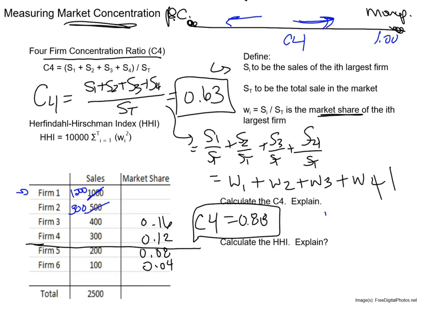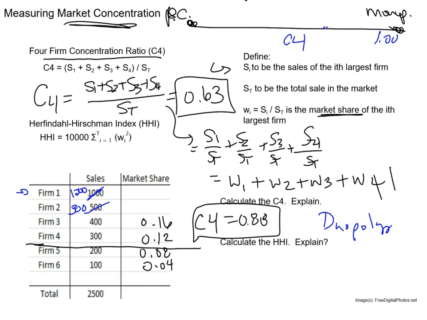The other thing I want to consider, though, is what if instead of having a monopoly, we instead have what's called a duopoly? A duopoly, like its name implies, is when we have two firms in a market. If we only had two firms in a market, can you calculate what the C4 is? It doesn't matter what their individual market shares are. The C4 is the market share of the top four firms. If there's only two of them, their C4 is also going to be 1.0. Going from one firm to two firms sounds like we're moving towards a more competitive environment, but the C4 wouldn't react to that change.